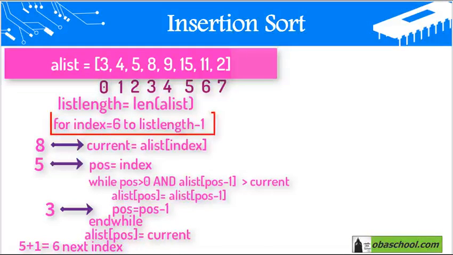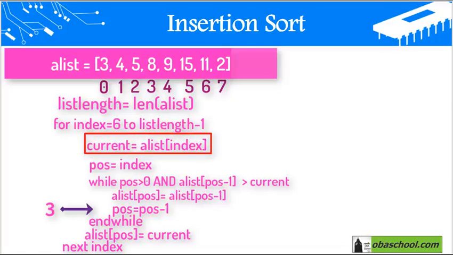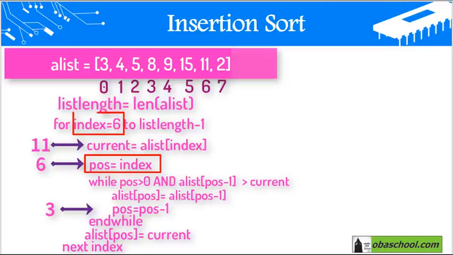For index equals 6 to list length minus 1, we are putting in variable current a list index. We said the index is 6. So what is the value found on index 6? It is 11. So the variable current contains 11.